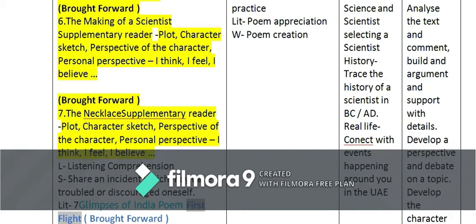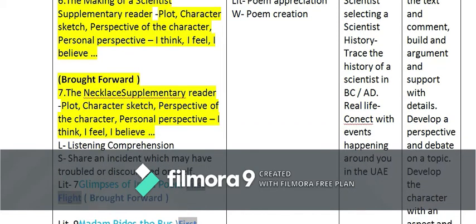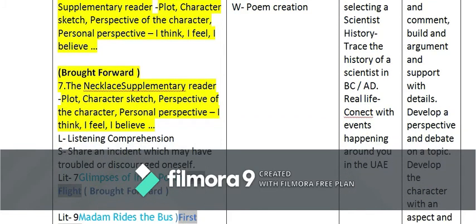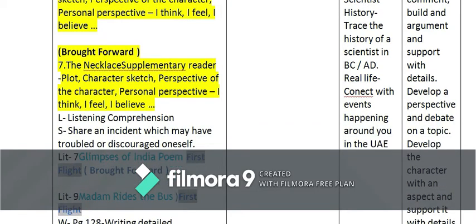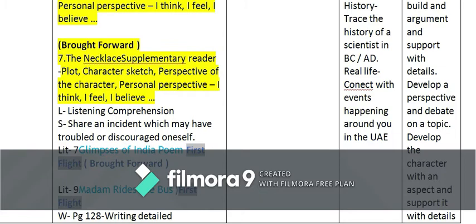And then we have the topic Glimpses of India. It's a poem from First Flight. It has again been brought forward, and this topic is literature, topic 9. Topic 8, Mijbil the Otter, has been deleted. Topic 9 is Madam Rides the Bus. It is quite a lot in this week. We might not be able to complete all.